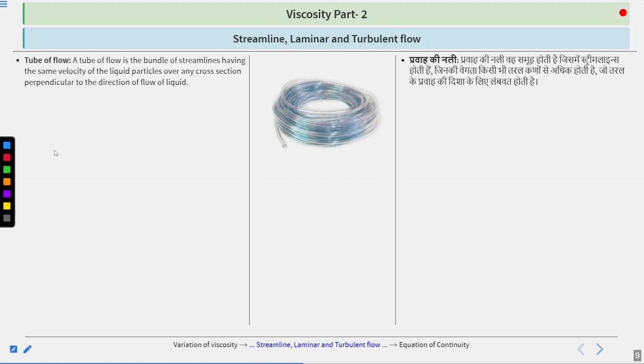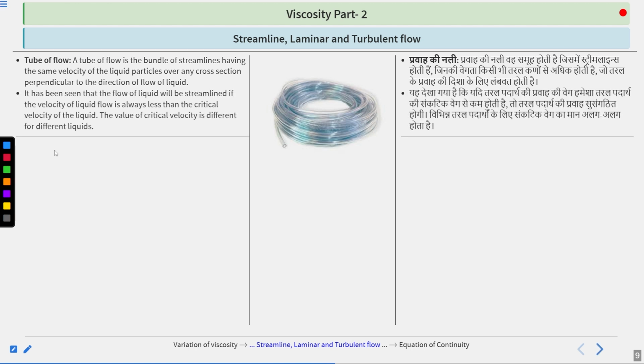Now, tube of flow, that is another thing. A tube of flow is actually the bundle of streamlines having the same velocity of the liquid particles over any cross section perpendicular to the direction of flow of liquid. Then it is known as the tube of flow. It has been seen that the flow of liquid will be streamlined if the velocity of liquid flow is always less than the critical velocity of the liquid.